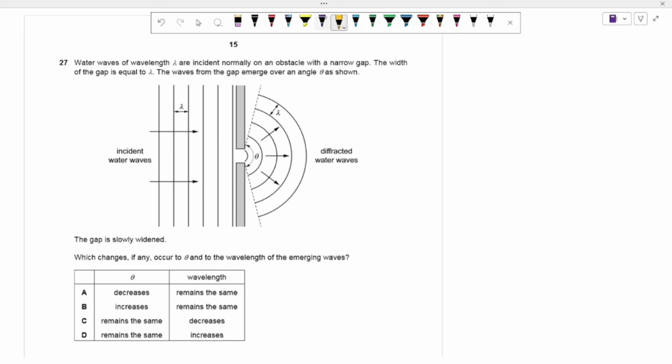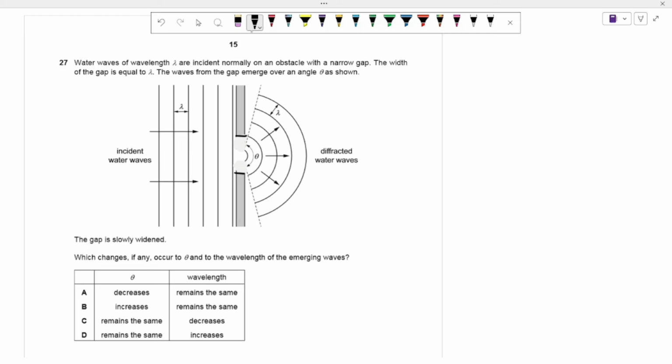Okay. If the gap is slowly widened, so we're going to widen this gap. Well, let's do some physics and let's widen this gap. So the gap is going to be widened like so. Okay, like so. So we have sort of widened our gap. Now our gap is somewhere here, right? What changes will occur, if any, to theta and to the wavelengths?